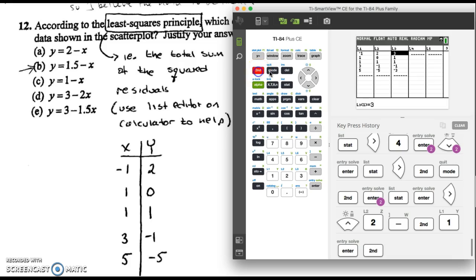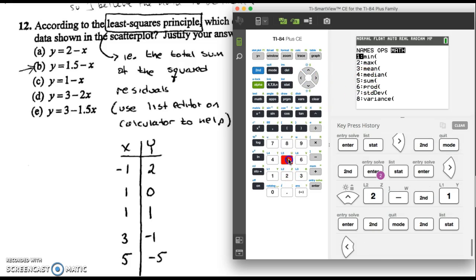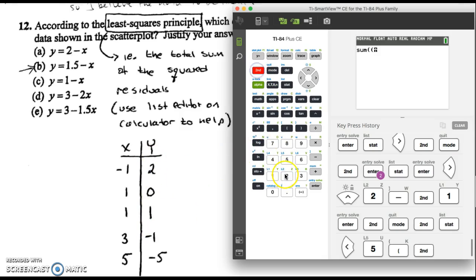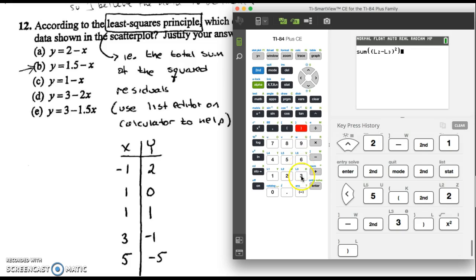So the way we do that, and we're going to go back to the main screen, is since we're adding stuff up, we need a sum. So we're going to go second stat, over to the math menu, and do the sum, and we're doing the residual. So the actual value minus the predicted. The actual y values were in list 2, so we hit second L2, minus the predicteds were in L3, so second 3, close your parentheses, and we're squaring them. And then we need to close our second parentheses. Hit enter, and this gives us 6.